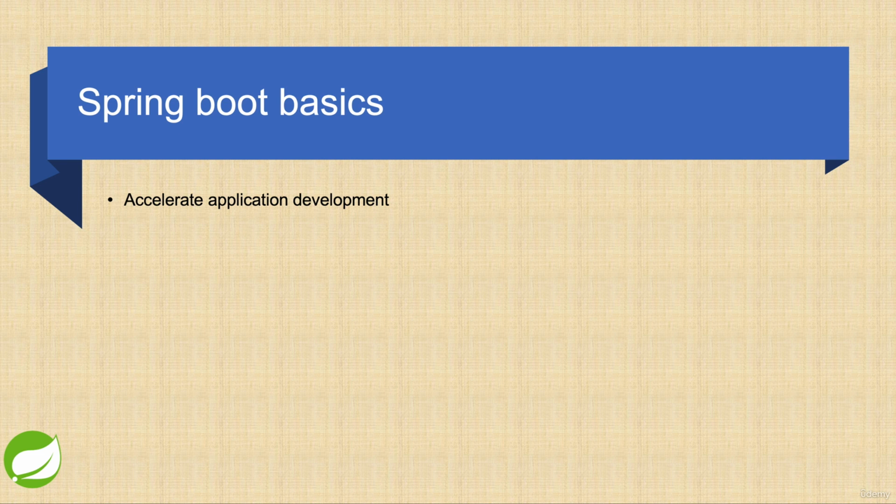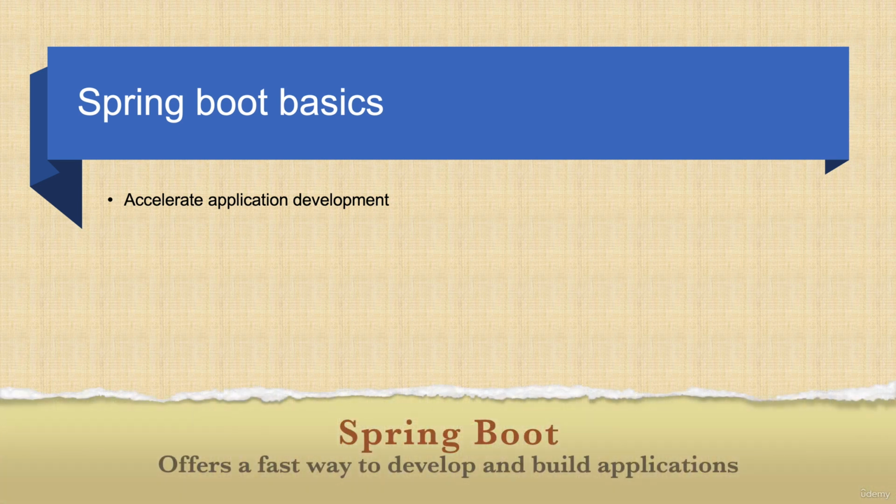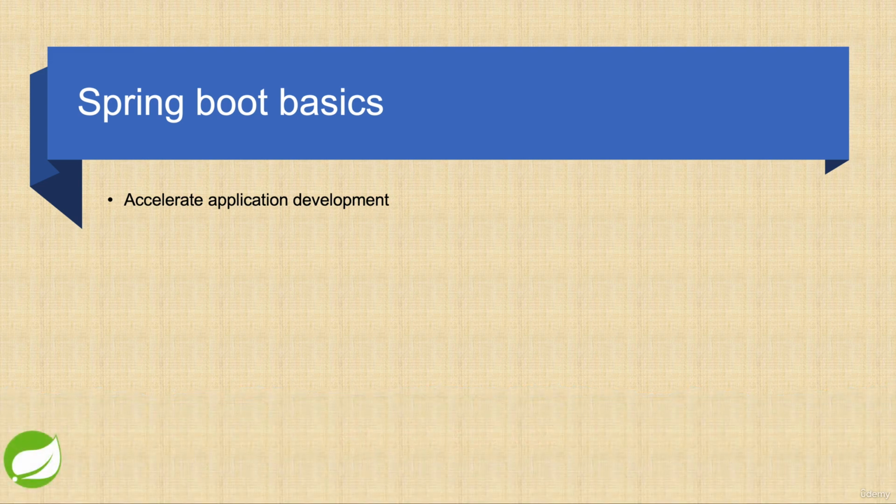Spring Boot basically makes it easy to create standalone applications which you can easily develop and run. It requires minimal configuration thanks to the pre-configured dependencies. So in the end, it really accelerates application development. But how does it do that?